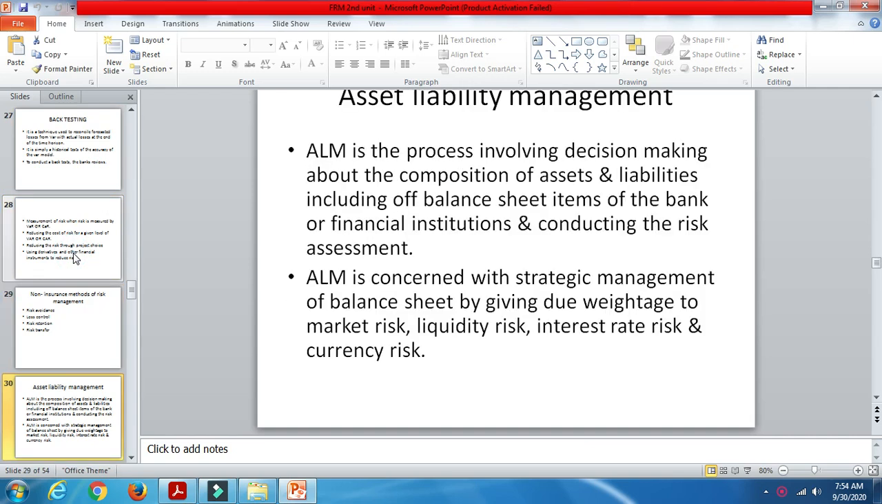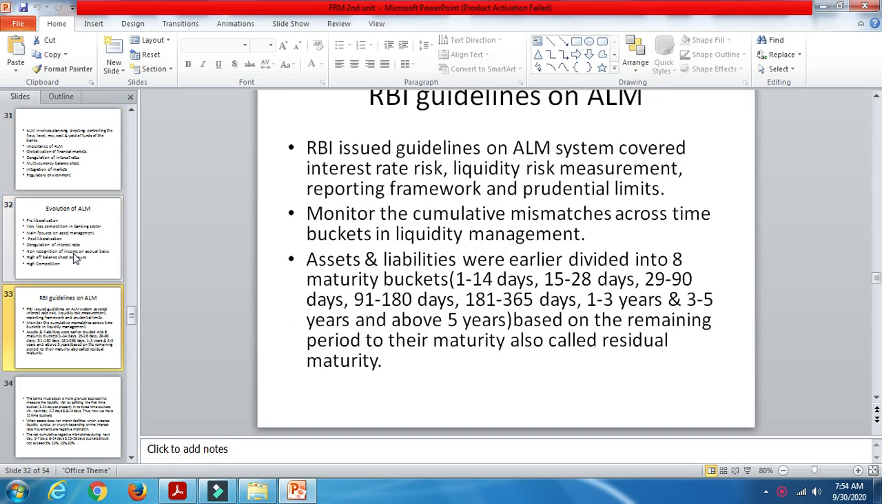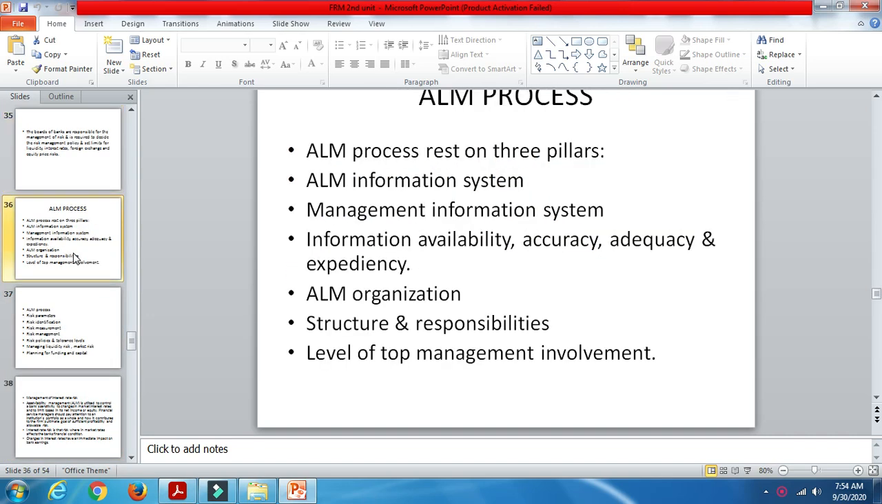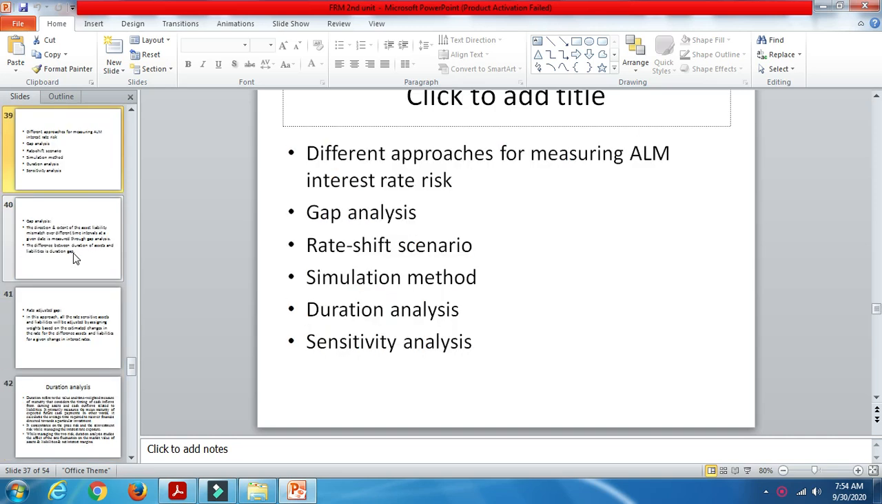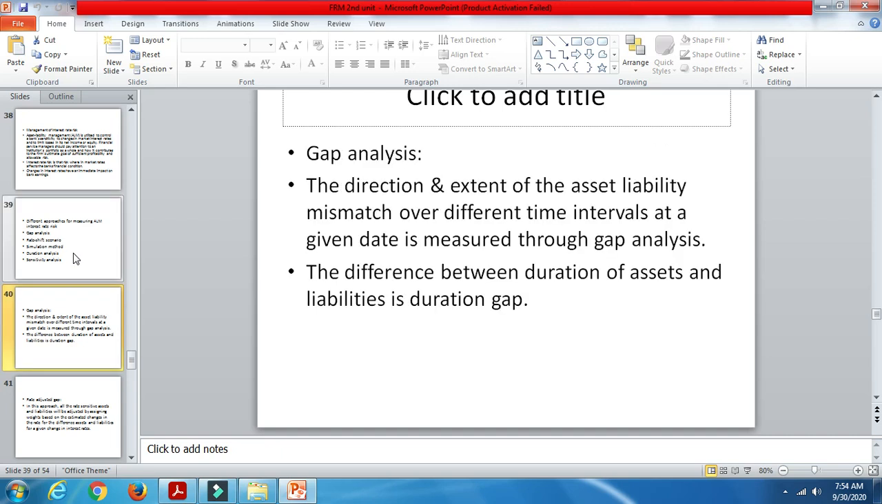In my last class, what I discussed was the ALM and the RBI guidelines on the ALM process, management of interest rate risk. We have also discussed the gap analysis, rate shift scenario, simulation, duration and sensitivity. Gap is basically where they calculate the duration of assets and liabilities.